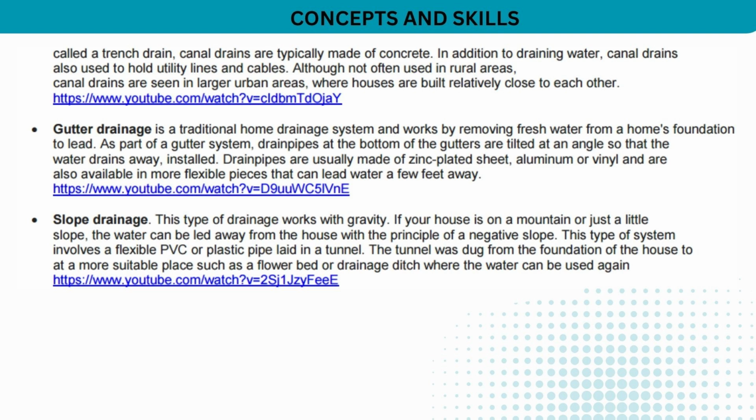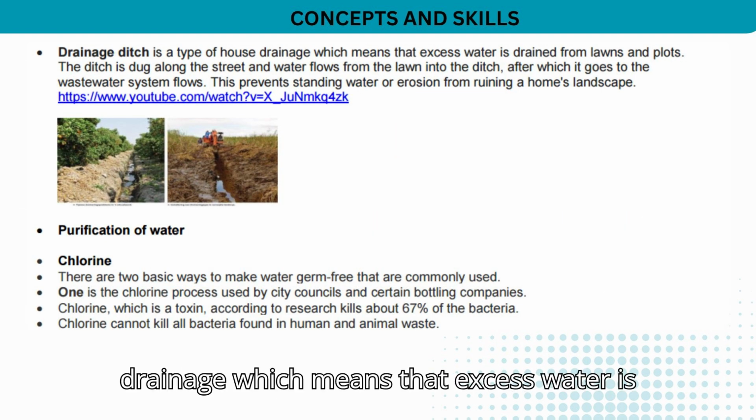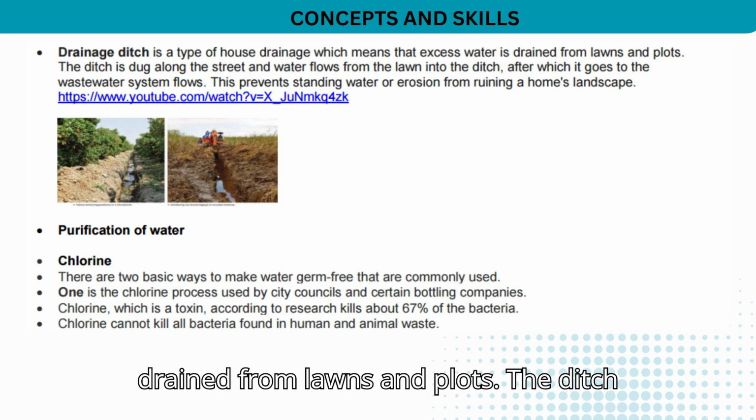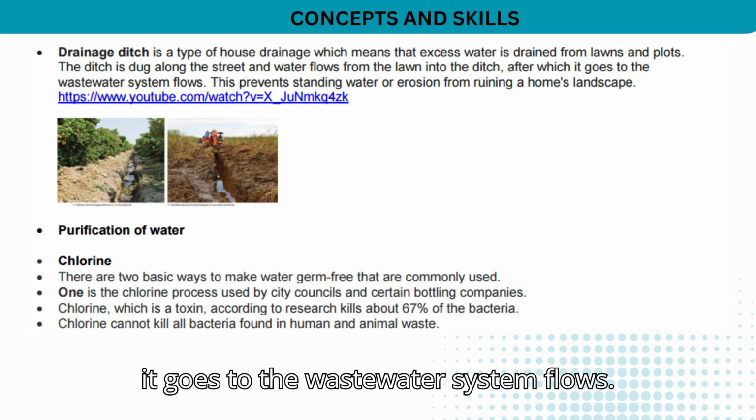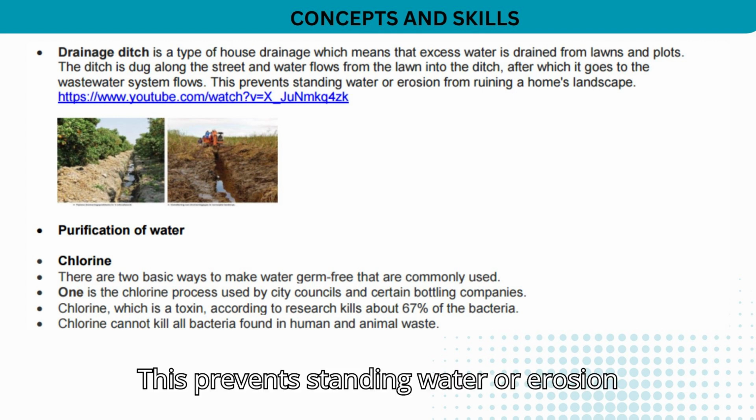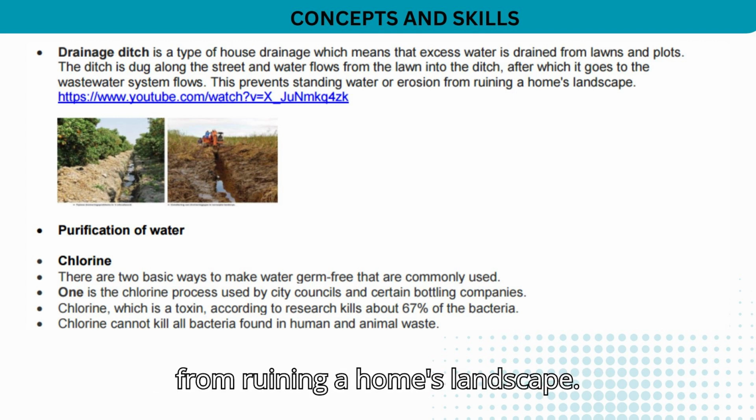Drainage ditch is a type of house drainage which means that excess water is drained from lawns and plots. The ditch is dug along the street and water flows from the lawn into the ditch, after which it flows to the wastewater system. This prevents standing water or erosion from ruining a home's landscape.